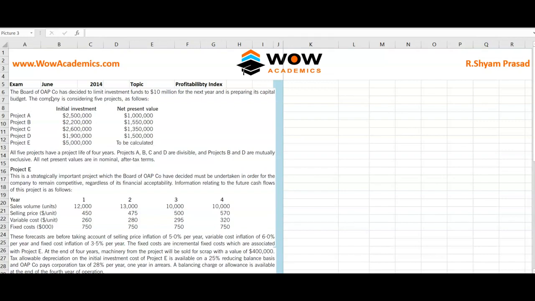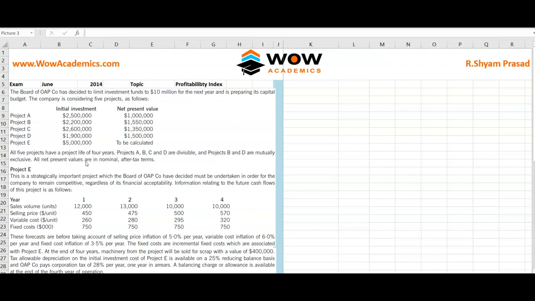The board of O has decided to limit investment funds to 10 million for the next year and is preparing its capital budget. The company is considering 5 projects as follows. They have listed out the projects A, B, C, D and their investment and their NPV. All 5 projects have a project life of 4 years. Projects A, B, C, D are divisible, so you can even invest in a proportionate manner. And projects B and D are mutually exclusive. That is, if you select B, you can't select D, and if you select D, you can't select B. So they are mutually exclusive.